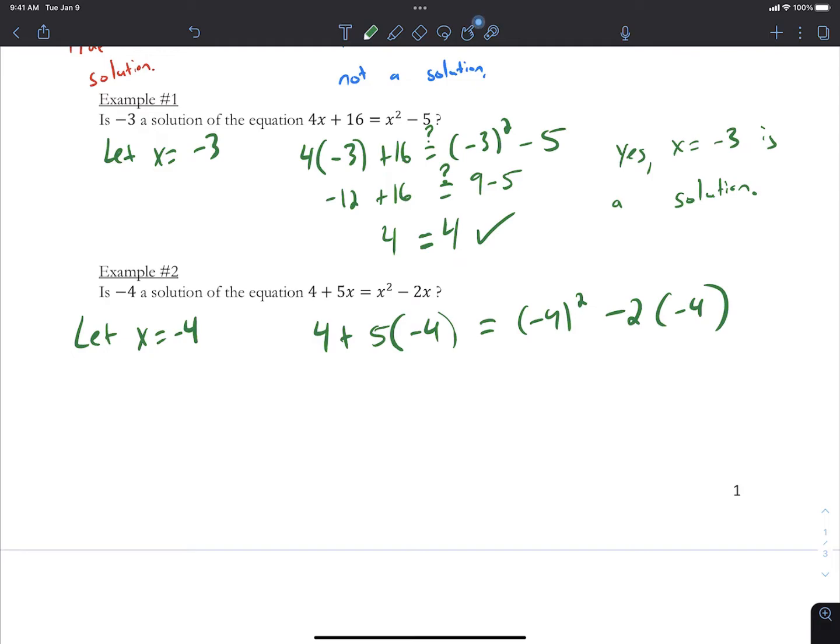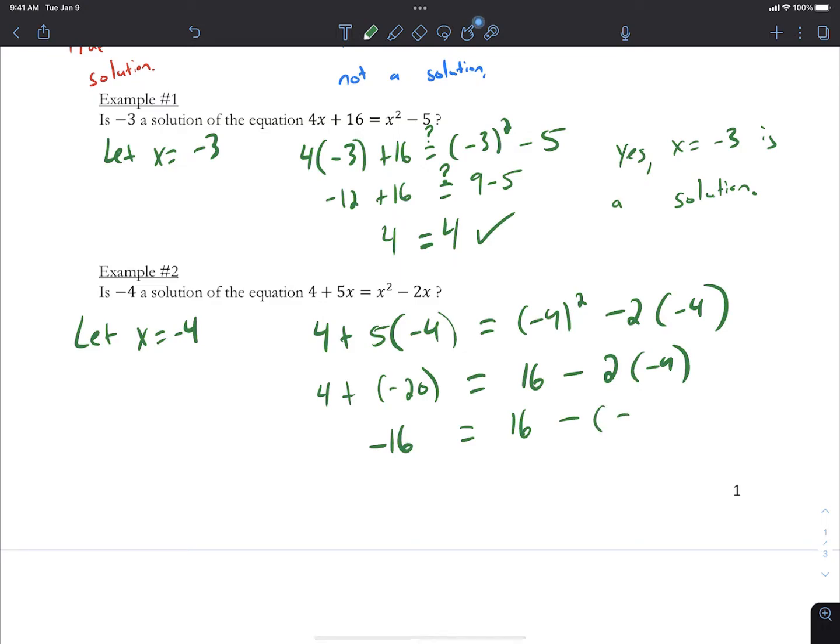And then I just need to simplify using order of operations. On the left-hand side, I would multiply first. So we'd have 4 plus, so 5 times -4 is -20. And then on the right-hand side, I would want to square. Follow my exponent, so -4 squared is 16. Then I would have minus 2 times -4. On the left-hand side, we could do 4 plus -20, which is -16. And then on the right-hand side, what I'd want to do next is multiply. So I would have 16 minus -8. So 2 times -4 is -8.